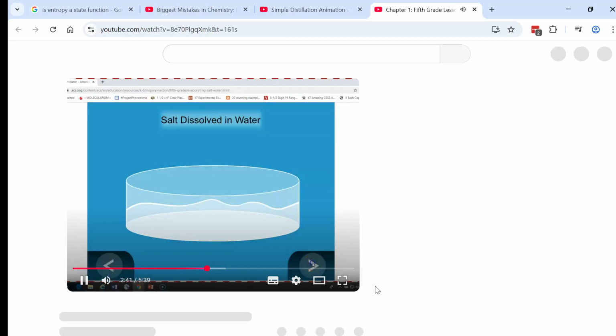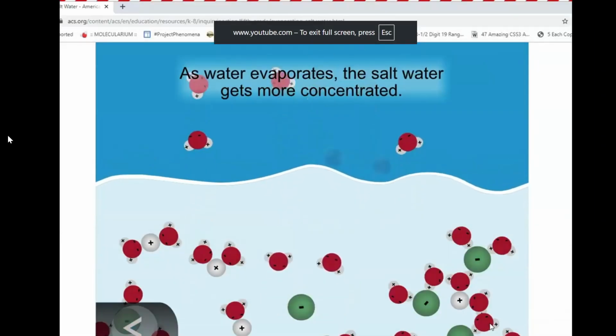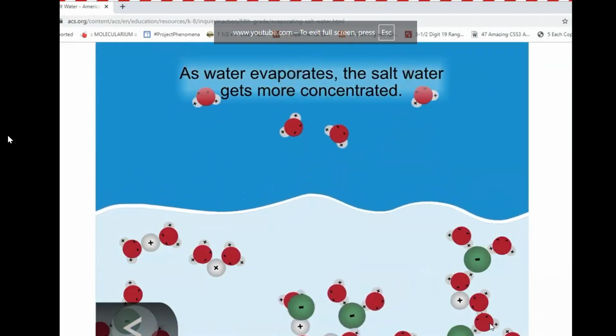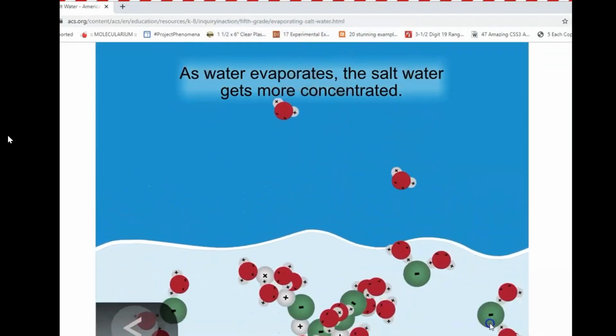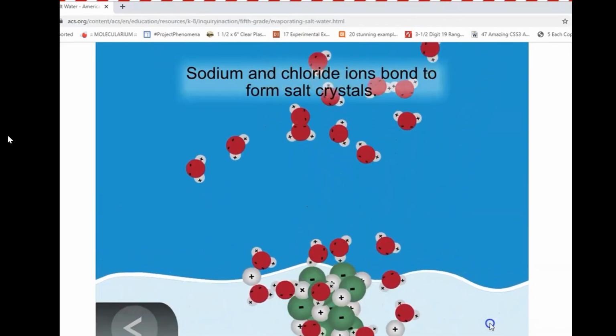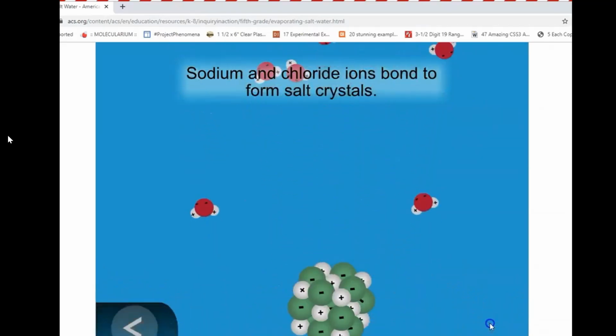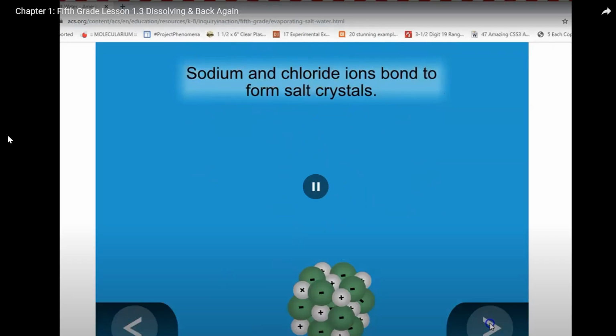So here's the dish of water, and if we look very closely, the water molecules are evaporating, and as they evaporate, the concentration of the sodium and chloride ions increases, and the charges bring them closer together, and the attractions hold them together, and they recrystallize as salt. Okay, do you recognize that structure? Right? That was the one that we had the other day.